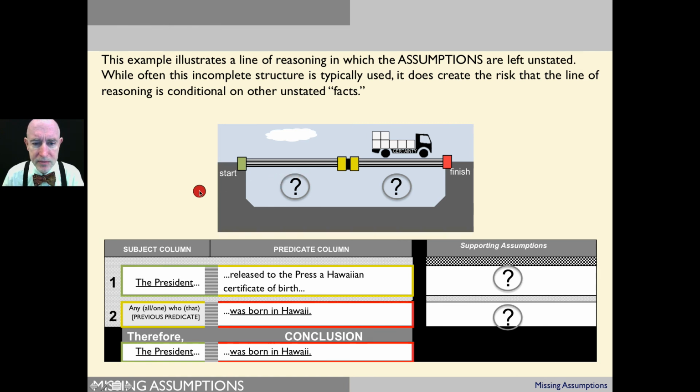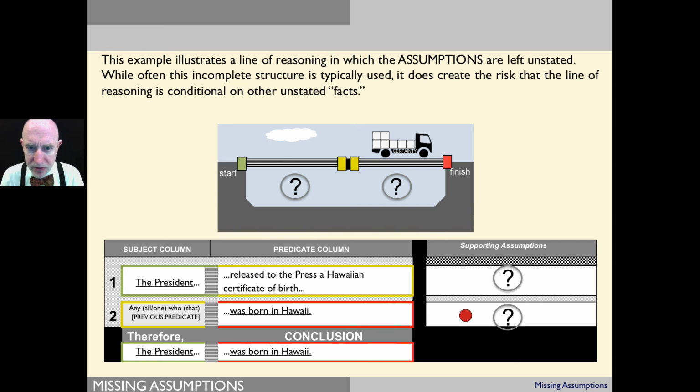So, for example, here we have the logic bridge template, and premise number 1 is the president released to the press a Hawaiian certificate of birth. And premise number 2 is anyone who released to the press a Hawaiian certificate of birth was born in Hawaii. Therefore, the conclusion, the president was born in Hawaii. So you can see in this template, the supporting assumptions have been left blank.